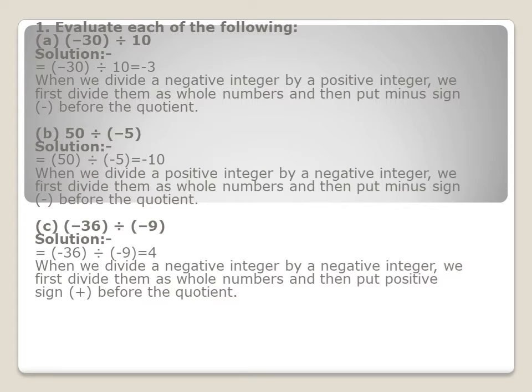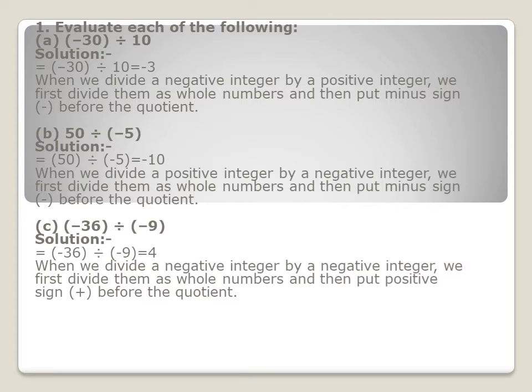So bit number A: minus 30 divided by 10. The solution: minus 30, you have to divide it by 10. When we divide a negative integer by a positive integer, we first divide them as whole numbers and then put the minus sign before the quotient. So 30 divided by 10 is equal to 3. Then finally you have to put the minus sign. 10 ones are 10, 10 threes are 30. So finally you have to write down the minus sign.